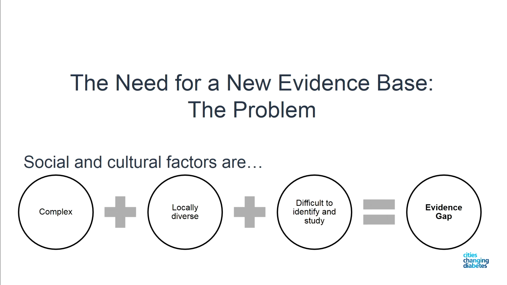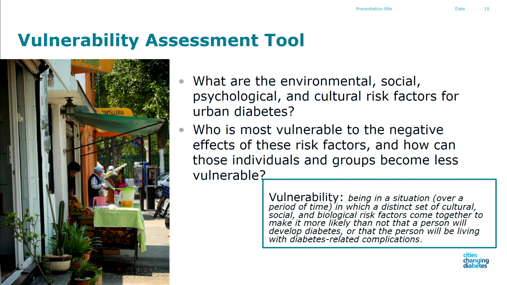So in order to address this, we began by developing a vulnerability assessment instrument. And what this instrument does, and I can talk about the details in the discussion if we want to, but just as an overview, we try to understand what are the environmental, social, psychological, and cultural risk factors for urban diabetes, who is most vulnerable to the negative effects of these risk factors, and how can those individuals and groups become less vulnerable. And you can read the definition of vulnerability we use there as I'm talking.